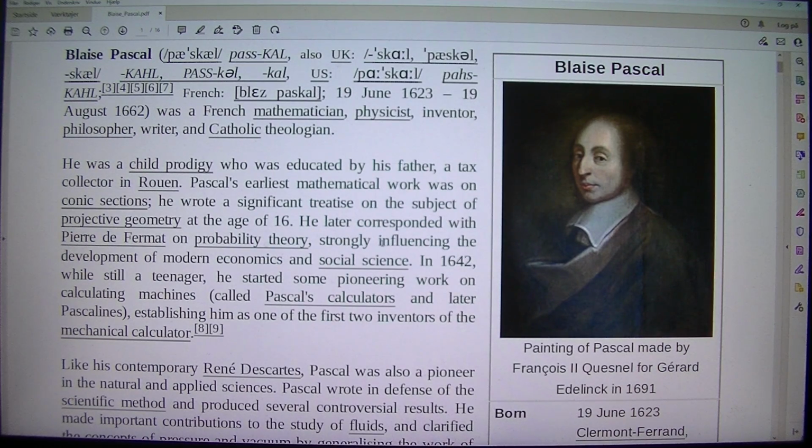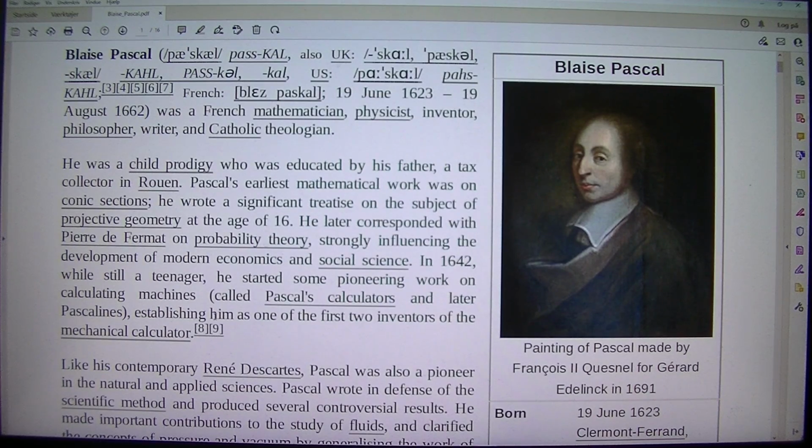He later corresponded with Pierre de Fermat on probability theory, strongly influencing the development of modern economics and social science. In 1642, while still a teenager, he started some pioneering work on calculating machines, called Pascal's calculators and later Pascalines, establishing him as one of the first two inventors of the mechanical calculator.